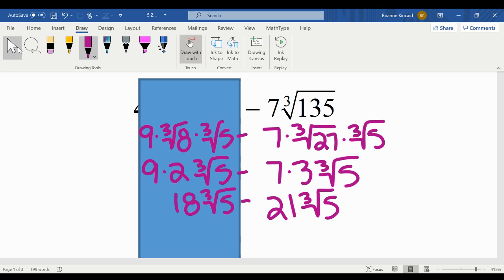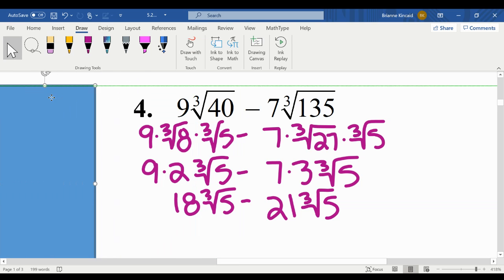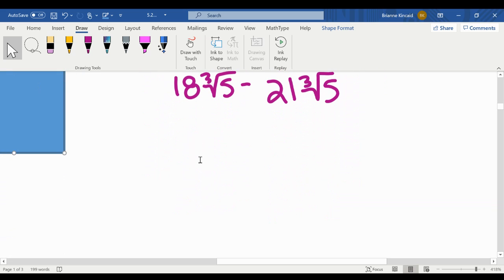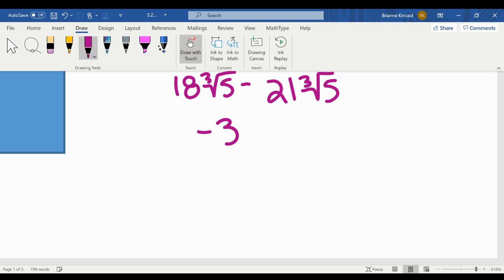Now, like we did before, we can uncover the entire problem now that we're at our most simplified, and we can focus on combining these. So I have 18 on the outside and a negative 21. My root and the number under my radical match, so we can combine like normal. 18 minus 21 is going to give us negative 3 times the cube root of 5.